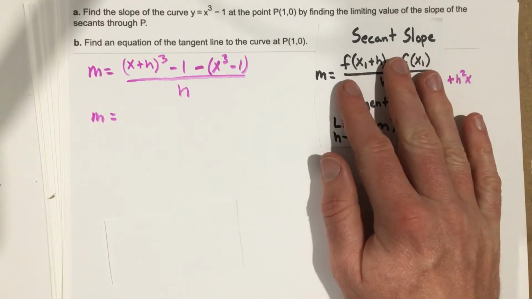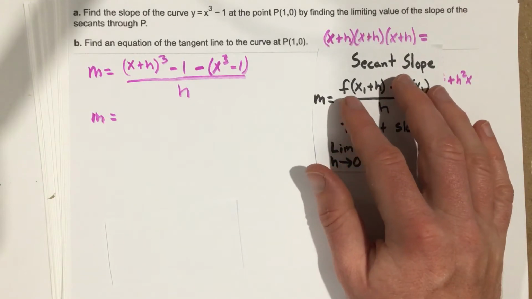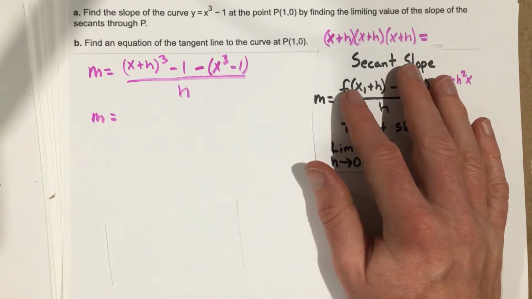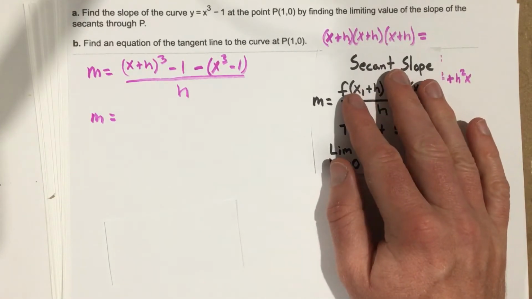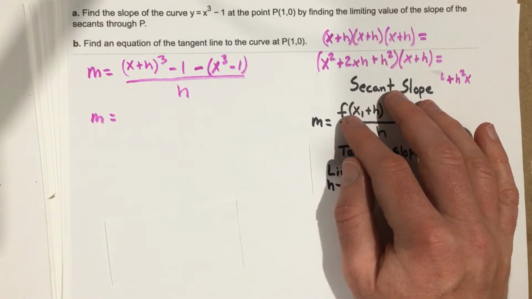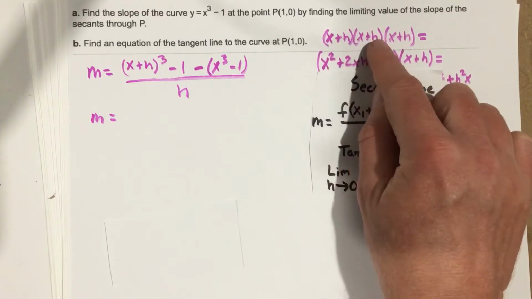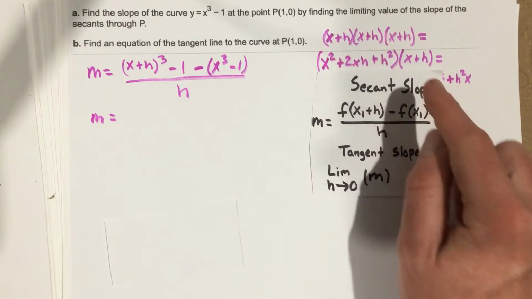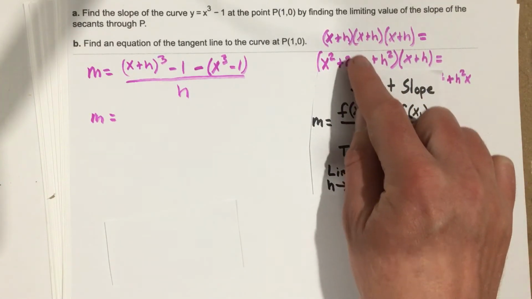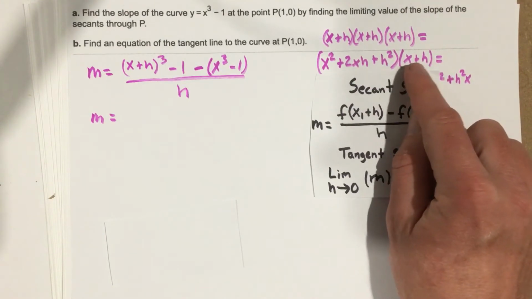Now at this point, we need to figure out what (x+h) cubed is. So (x+h) cubed is (x+h) times (x+h) times (x+h). And we already know (x+h) times (x+h): x times x is x squared, x times h is xh, and then h times x is also xh, that's 2 of them, plus h squared. And then you're multiplying it times x plus h.